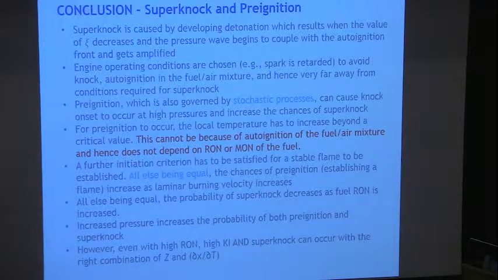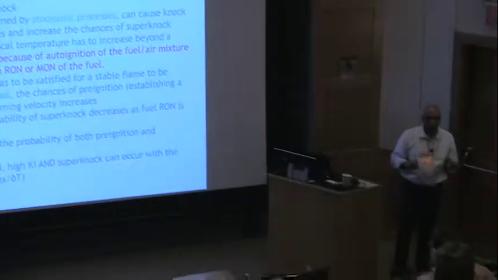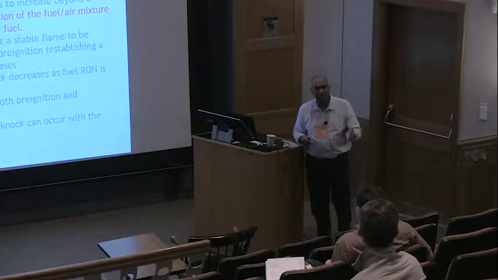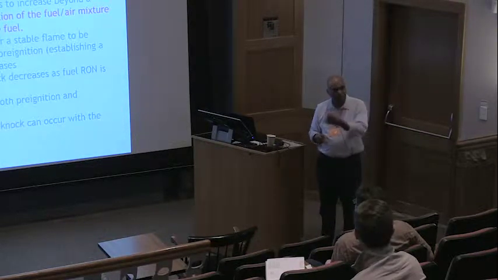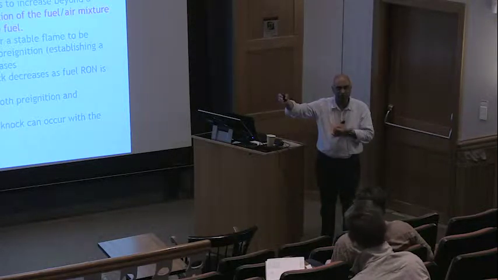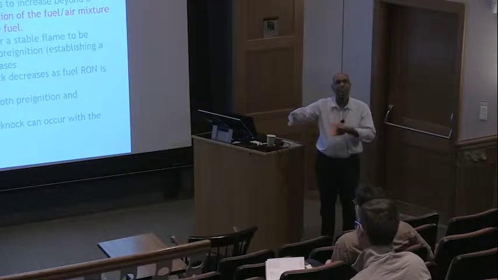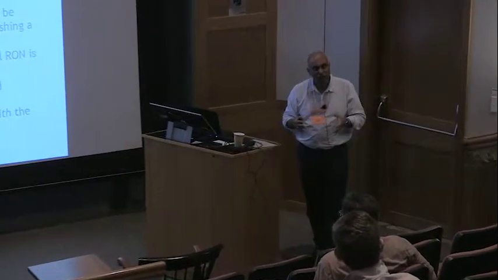However, with high RON, high knock intensity and superknock can occur with the right combination of Z. So basically, it is a stochastic process. There is a whole chain of probabilities involved. Firstly, you have to form the hotspot. That should set off the flame. That's a stochastic process, and that should then cause auto-ignition in your end gas, and that should happen at a high enough pressure that you can get developing detonation. And then when all these probabilities come together, you get superknock. And this is why it is very rare.